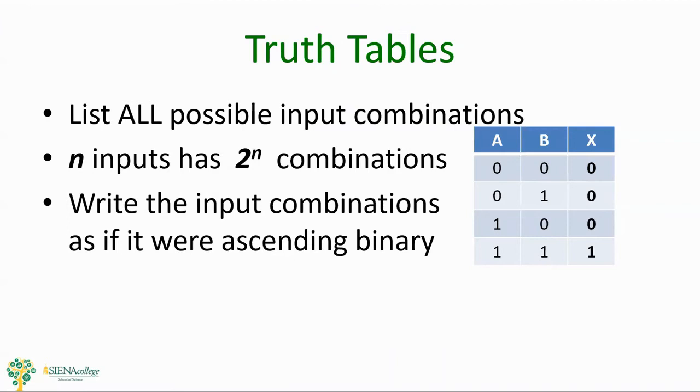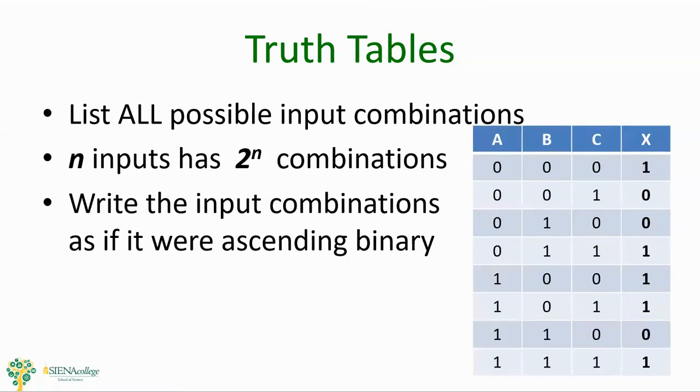Truth tables list all possible input combinations, one on each row. If there are n inputs, there will be 2 to the n combinations, or 2 to the n rows. So for the example where we have 2 inputs, A and B, there are 4 rows. If we have 3 inputs, A, B, and C, we have 2 to the 3rd combinations, or 8 rows.